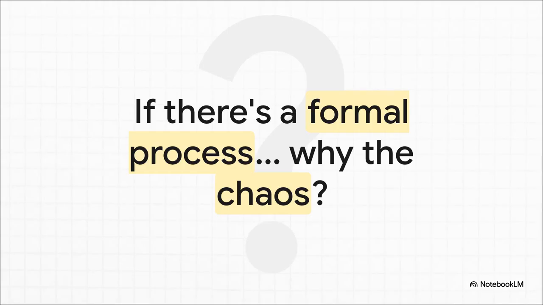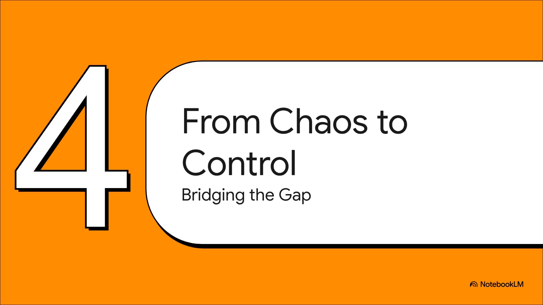Which brings us to the million-dollar question. If we have these formal processes, these CCBs and these change orders, why do so many projects still spiral into absolute chaos? Why does that 24% cost overrun still keep happening? What's going wrong? So let's get into our final section and figure out how we can bridge that gap between the process on paper and the messy reality on the ground. This is all about how we can get from chaos to control.